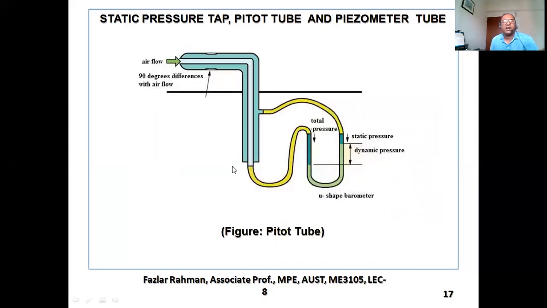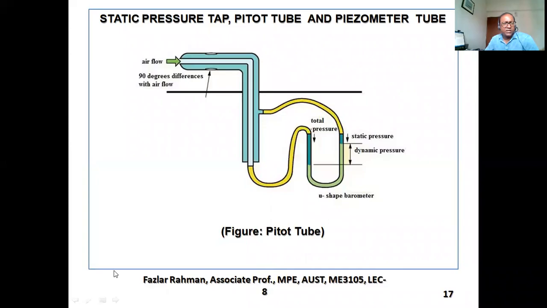Now, how will we measure the pressure by using a pitot tube? This is the configuration of the pitot tube. And in our lab, if you see the wind tunnel, they have used the pitot tube. And how does it work?